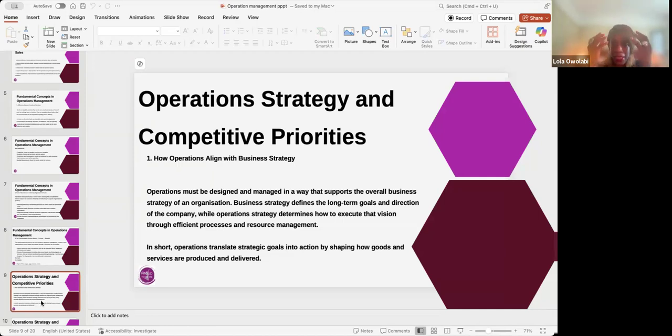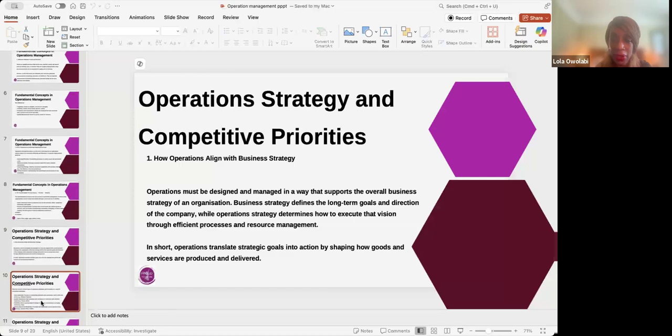So the business strategy is all about the goals. What do you want to see? What direction do you want to go? But the operations part is how are you going to execute it? As an example, we need to get staff to execute it. We need to get equipment to execute it, etc., etc. And you need to do that through efficient processes and resource management. So in short, operations translate strategic goals into action by shaping how goods and services are produced and delivered.